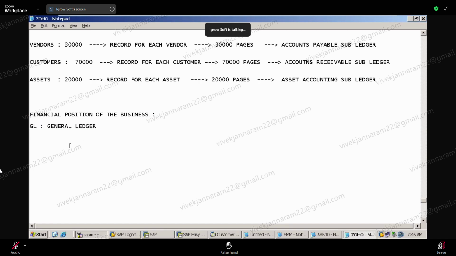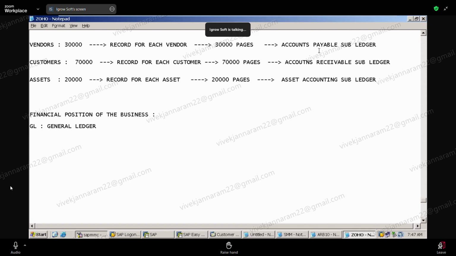So even though the user is posting in AP subledger, I want it to be updated to general ledger also, and I want it to update automatically. So every day, I don't want to sit in the evening, copy the AP subledger and paste it in the general ledger. I don't want to do that. So this updation should happen automatically and on real time basis. Real time means what? Automatically happening, at the same time.